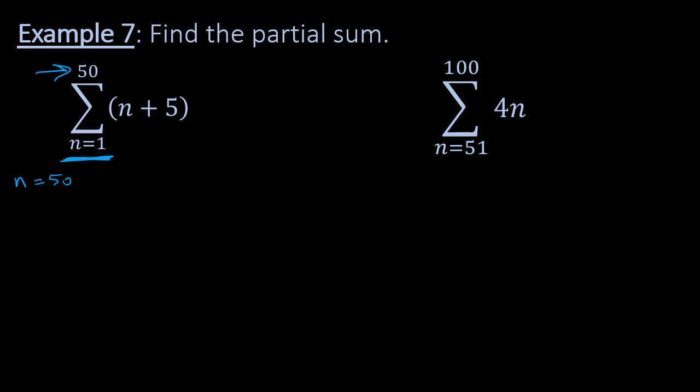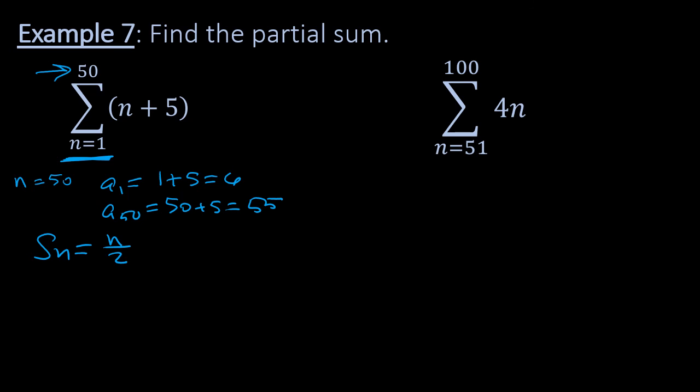And when I do this, I am going to find my first term. So a sub 1 is going to be 1 plus 5, which is 6. And a sub 50 is going to be 50 plus 5, which is 55. So if I use my formula, S sub n equals n over 2 times a1 plus an. And if you are one of those people that always gets confused, just write the formula down and then start plugging in the numbers that you have and find the ones that you need.